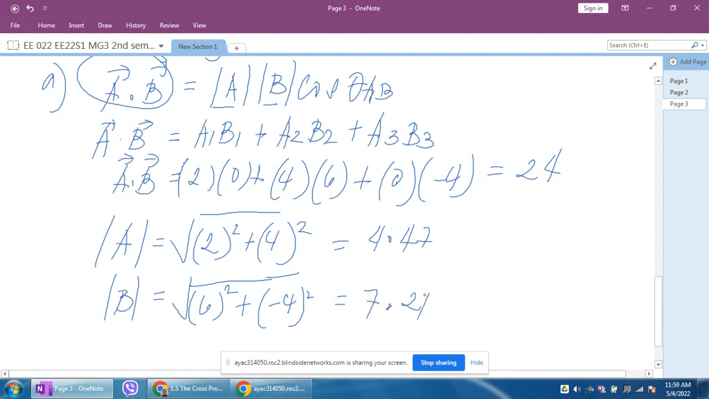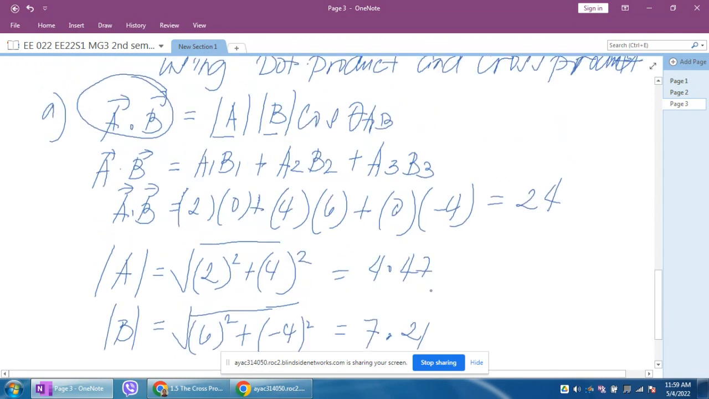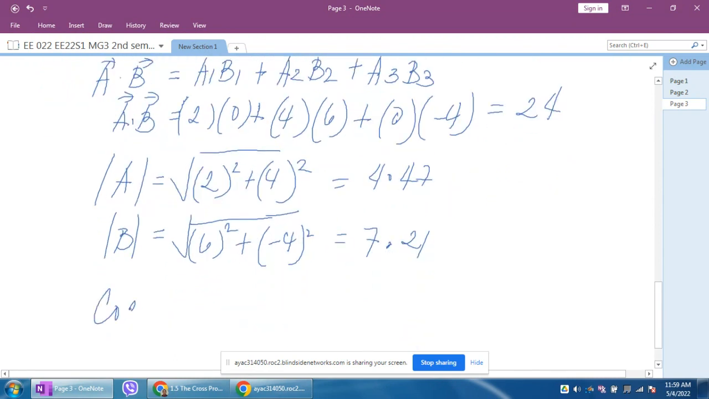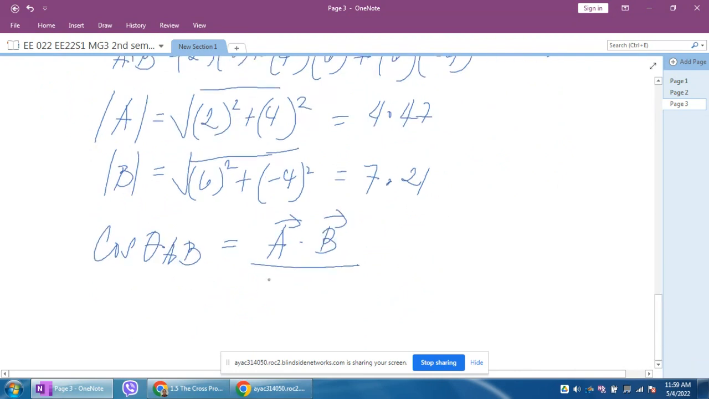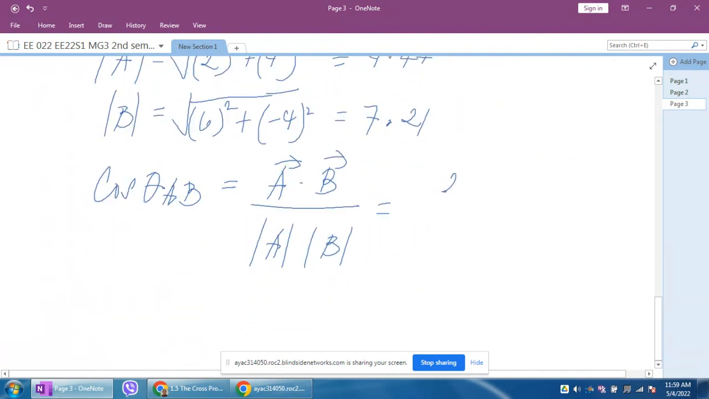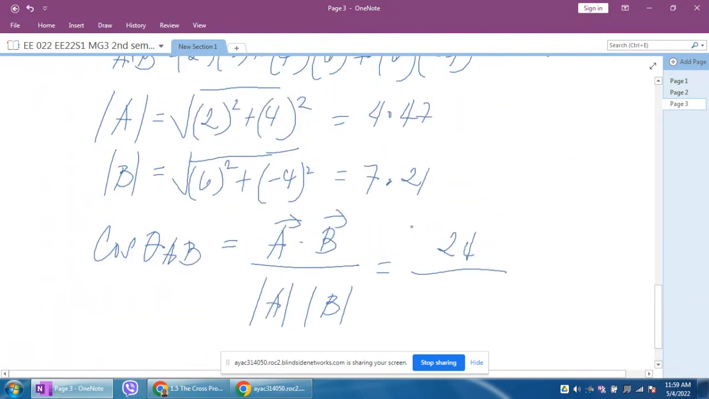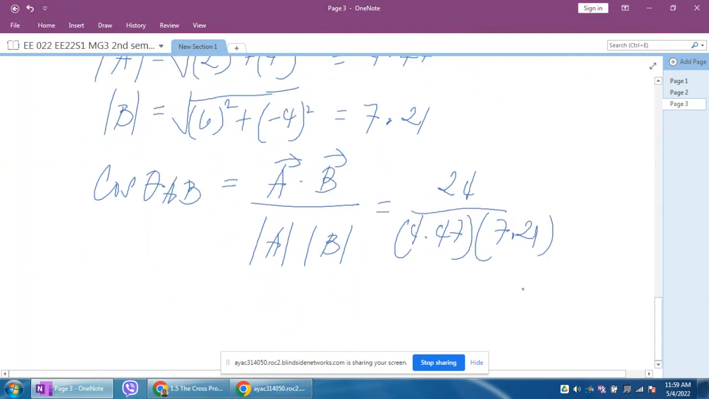Okay. So from our first formula, pwede na nating masolve. So you have cosine of theta AB is equal to A dot B over the magnitude of A times the magnitude of B. So nakuha na natin yung A dot B, 24. Nakuha na natin yung magnitude ng A, 4.47. Magnitude ng B, 7.21. Makukuha mo na ngayon yung theta.